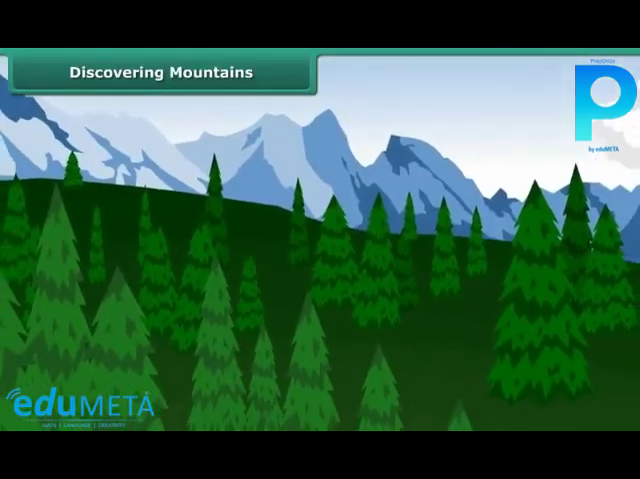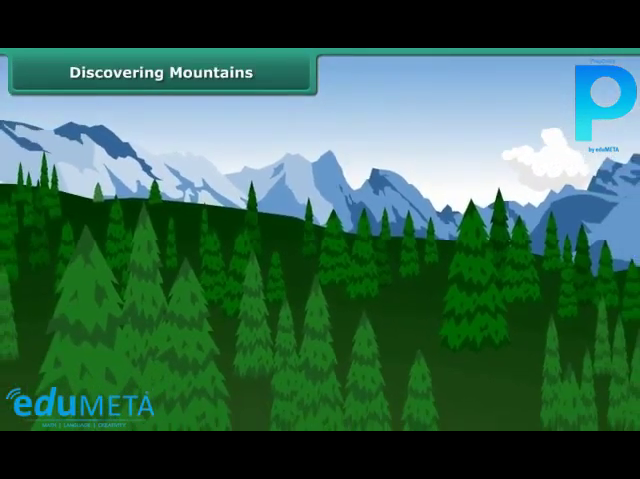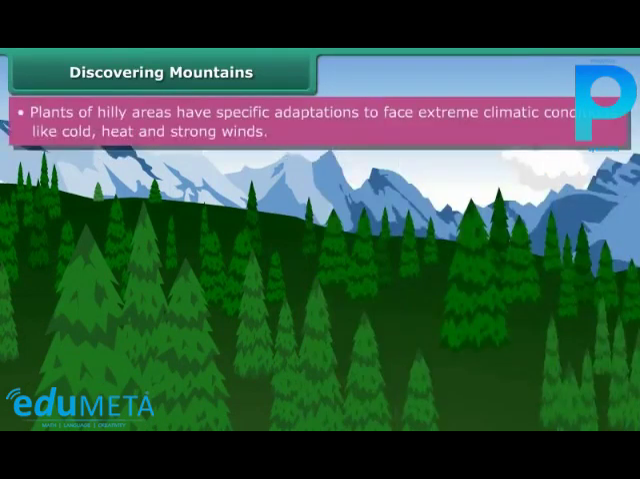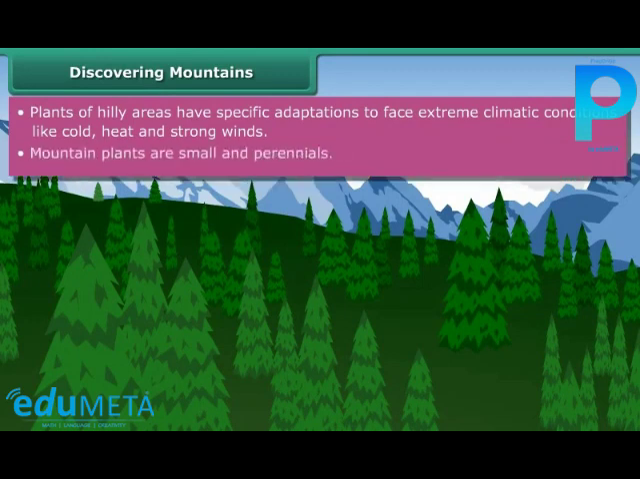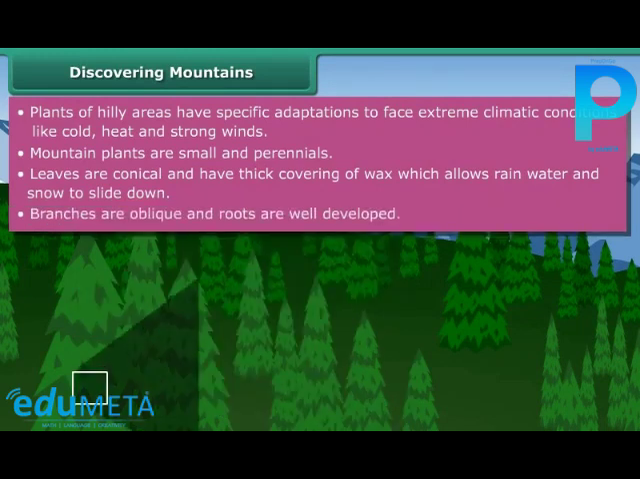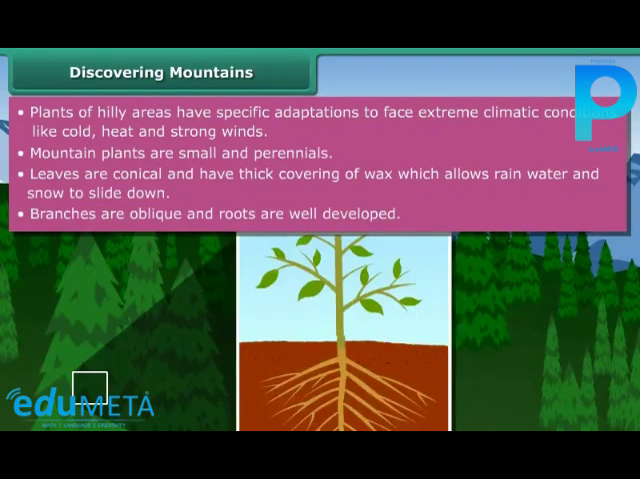Students, did you ever think why trees growing in hilly regions are different from the trees growing in grasslands or forest regions? Plants of hilly areas have specific adaptations to face extreme climatic conditions like cold and strong winds. Plants are small and perennials. Leaves are conical and have a thick covering of wax which allows rainwater and snow to slide down. Their branches are oblique and roots are well developed.